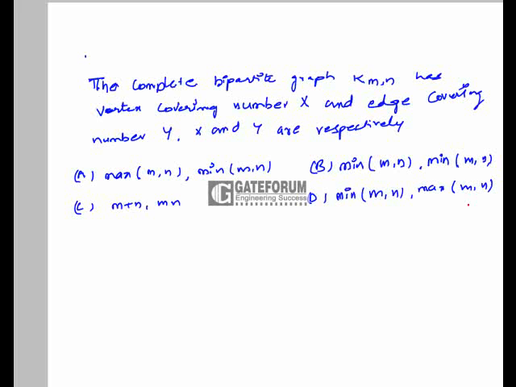Complete bipartite graph K m comma n has vertex covering number x and edge covering number y. X and y are respectively. Here 4 options are given and we have to select the correct option.